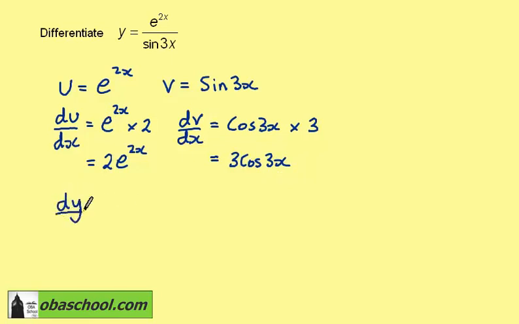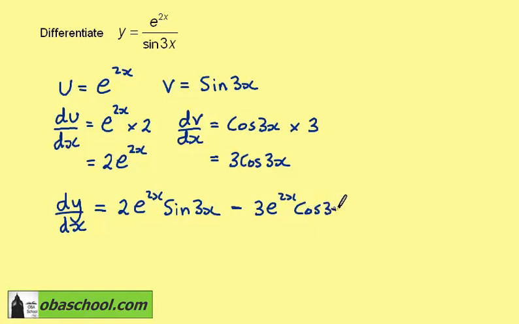So using the quotient formula, dy dx is v times du dx, so we get 2 e to the 2x sine 3x, take away u times dv dx, so that's 3 e to the 2x cos 3x, all divided by v squared, so that's sine squared 3x.